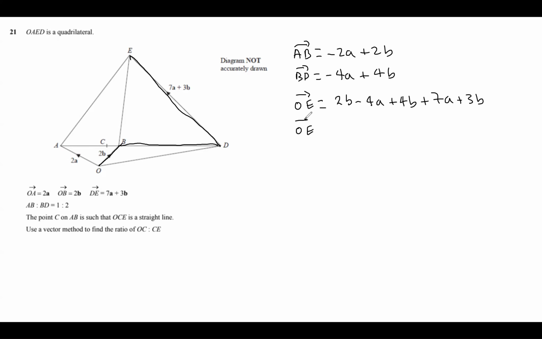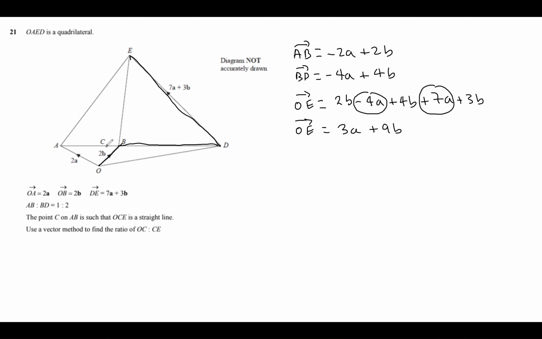So OE is going to be, if we simplify this, that should give us 3a plus 9b. Just to make sure that's all correct, 7 minus 4, circle them, just so you know you've dealt with them. So that's going to be 3a, and then 2 plus 4 is 6, 6 plus 3 is 9. So we've worked out the vector OE, which is great.